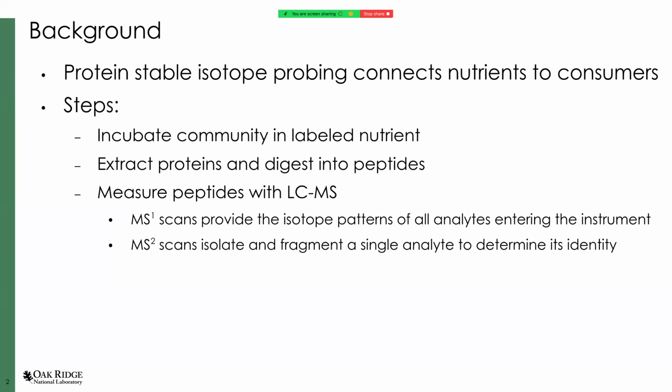Mass spec has two basic kinds of scans. MS1 scans measure the masses of all of the analytes that are coming into the instrument at a specific time, and we can see the pattern of isotope incorporation in those masses. MS2 scans isolate a single mass and fragment that, and the fragmentation pattern allows us to identify what analyte was generating that mass in the first place.